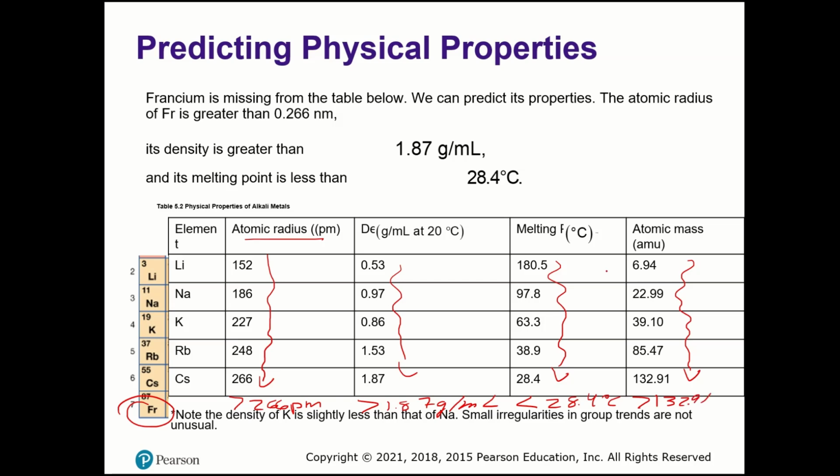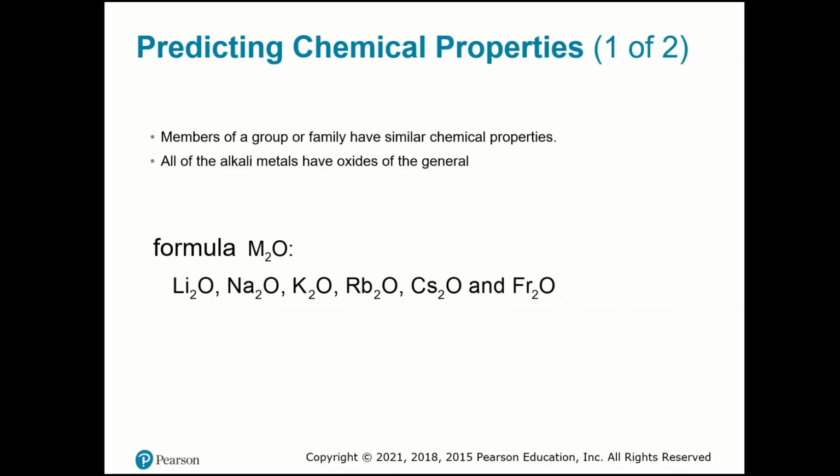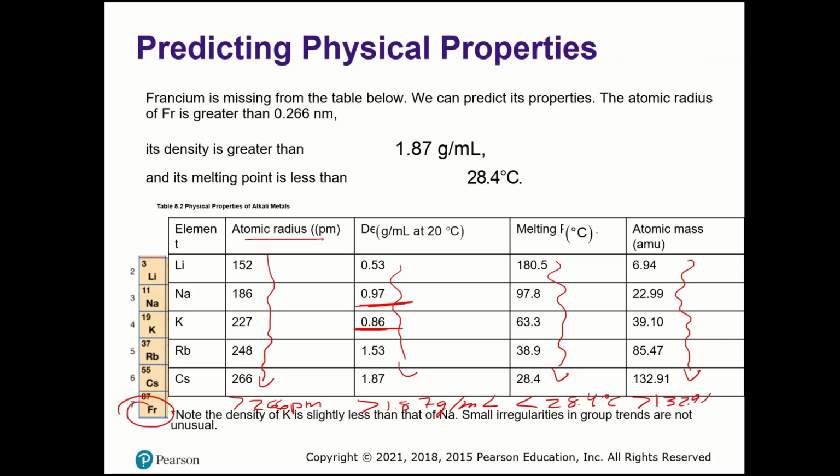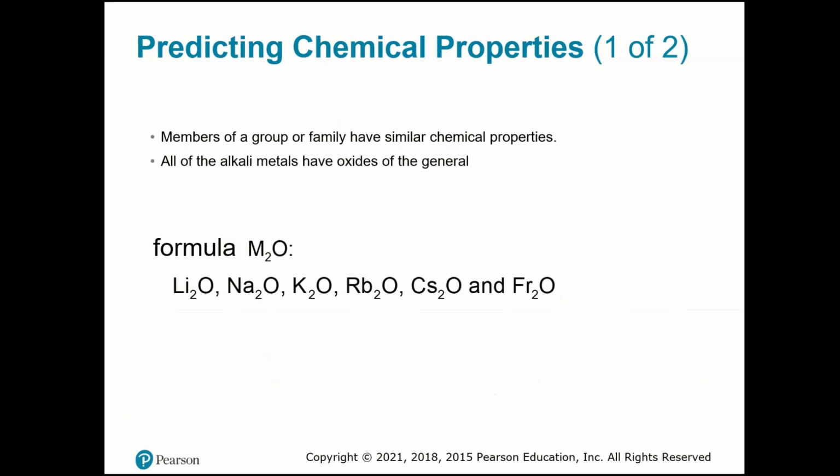Okay? Of course there will be some things that will not follow this, like if you see the density of potassium, look at this, it is a little bit smaller than sodium. So small irregularities in group trends are not unusual. We're going to find something like that with other elements, okay? But in general, they follow the same pattern, okay?